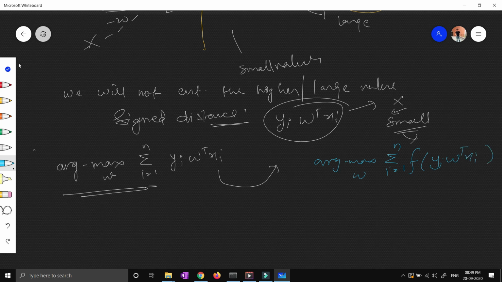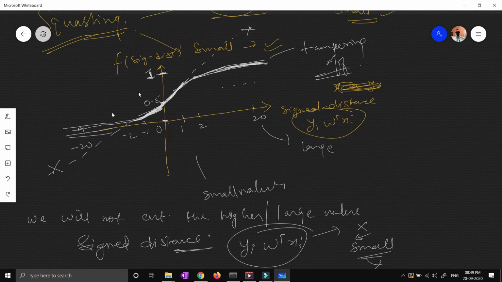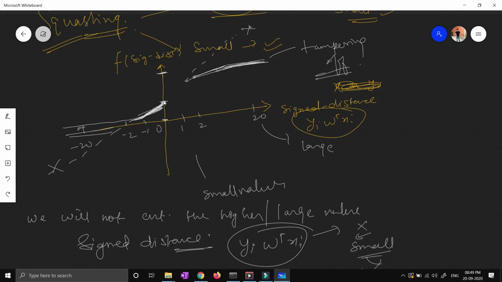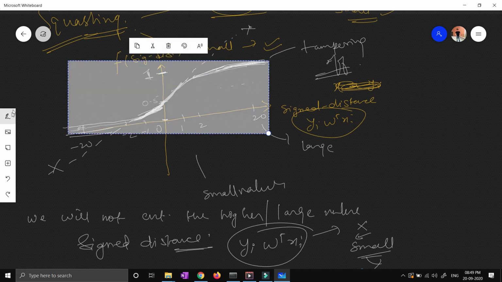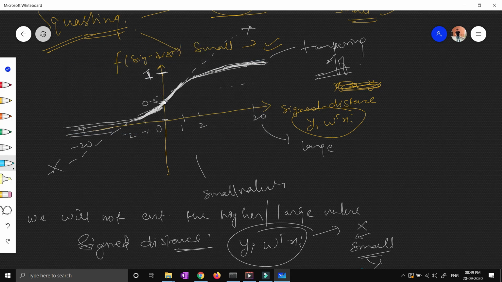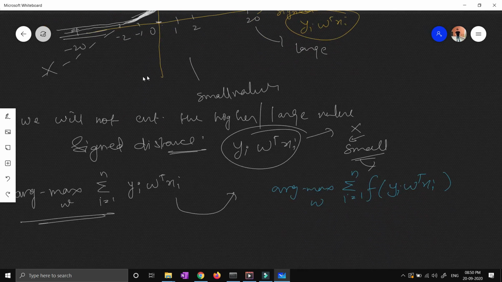So you can see over here in the graph, I have told you, on the y-axis I have a function. This particular value will be linear if the value of the signed distance is smaller. And as it goes higher and higher, this function will temper it off. Somehow this function will temper it off, right? So this is the reason we will use the function of this particular term.